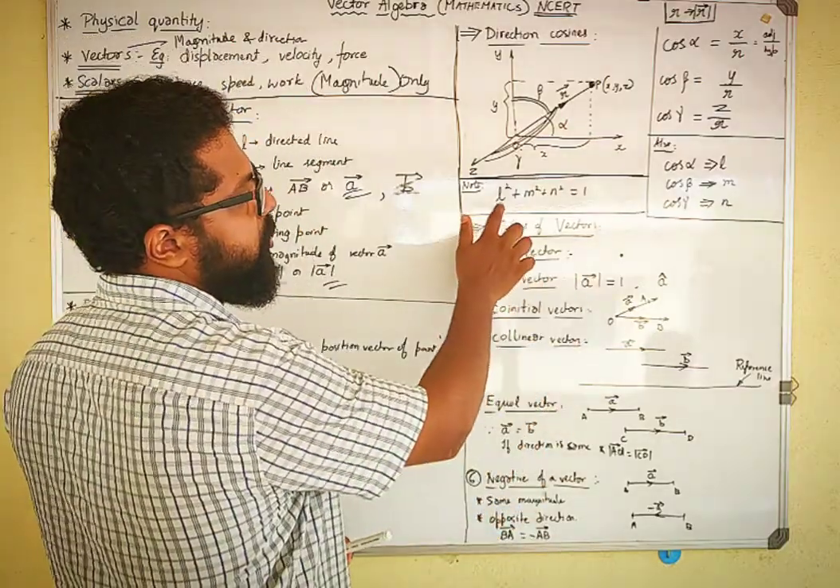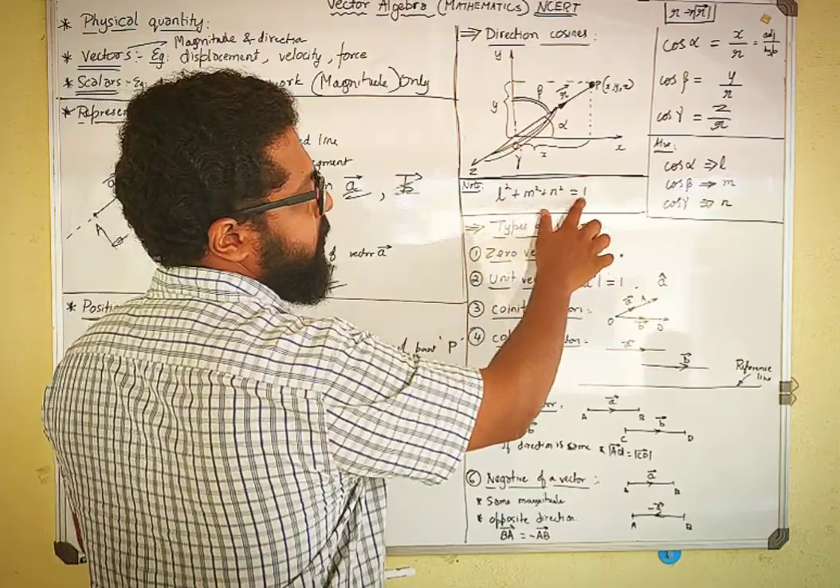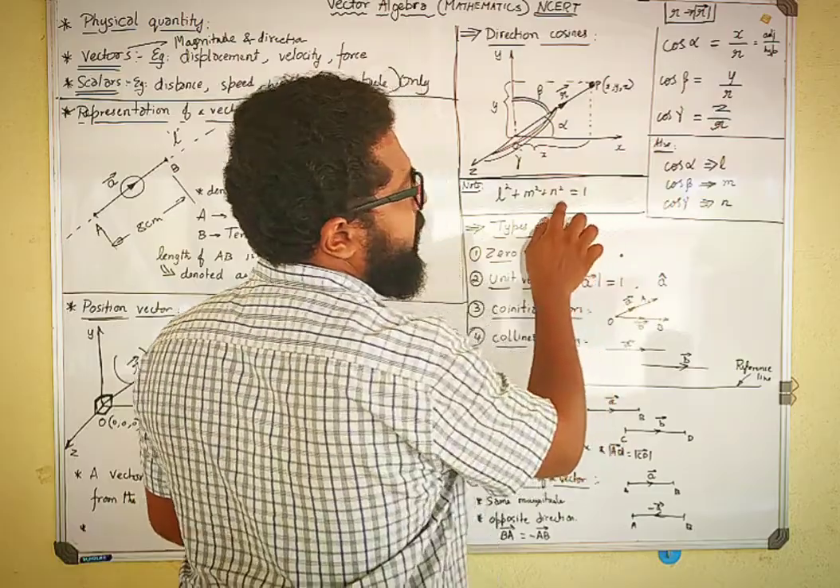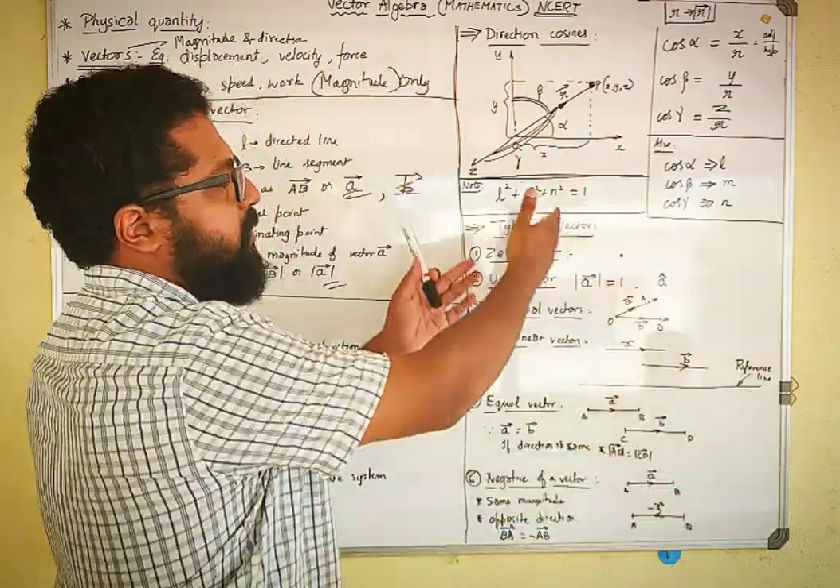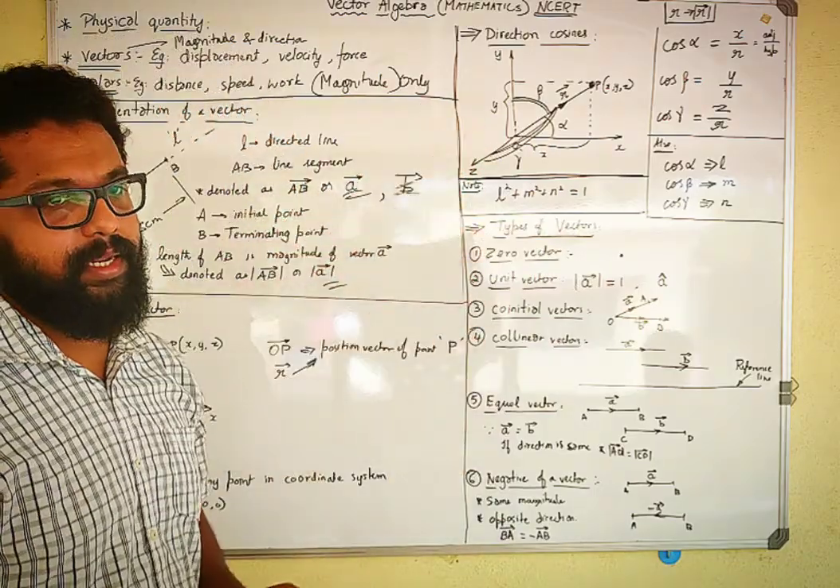And one relation you need to understand regarding direction cosines is L square plus M square plus N square is equal to 1. This is the formula. Just remember it as it is. I will derive this later once we are done with the other topics coming further. After that I can derive this. Okay. So this is till the direction cosines.